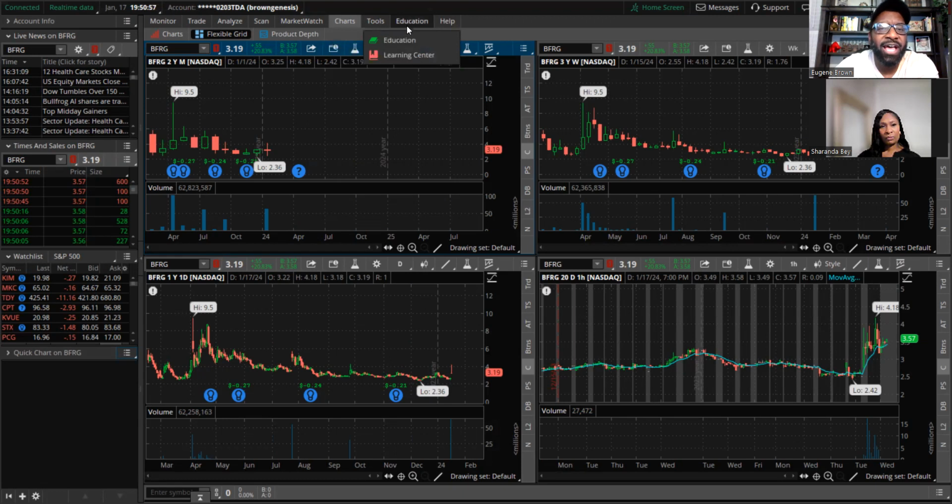The education tab, learning center, where if you want to learn something about a particular aspect of trading or investing, it would be in one of these two places. And if you need some help, there's a way to contact the platform administrators and the customer service folks.